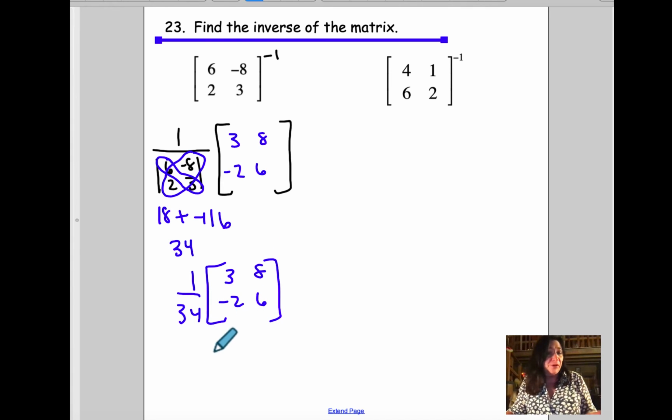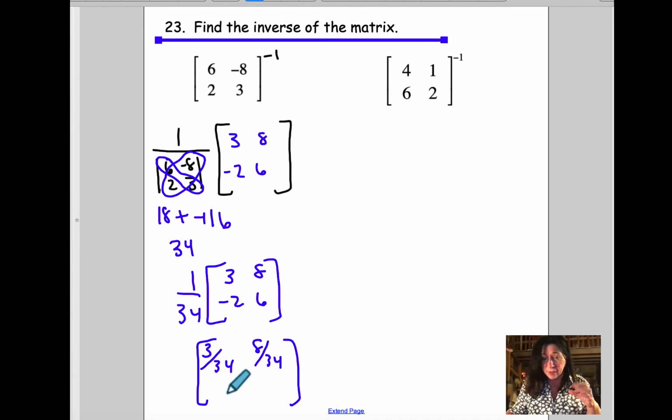And then I would distribute that. That's what they want you to do. They're going to go, oh, that's 3 over 34. This is 8 over 34, which you would cancel, like reduce. This is negative 2 over 34, which would be negative 1 over 17. And this would be 6 over 34, which you could divide by 2. This right here is my solution.